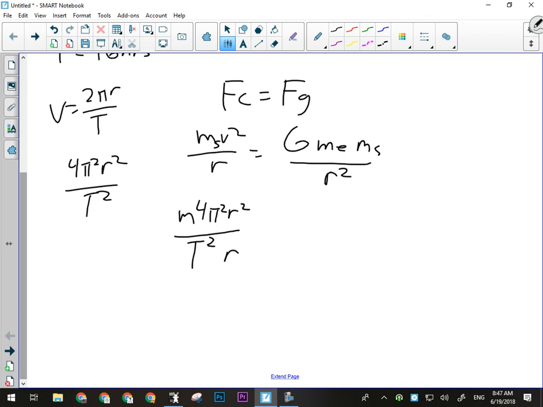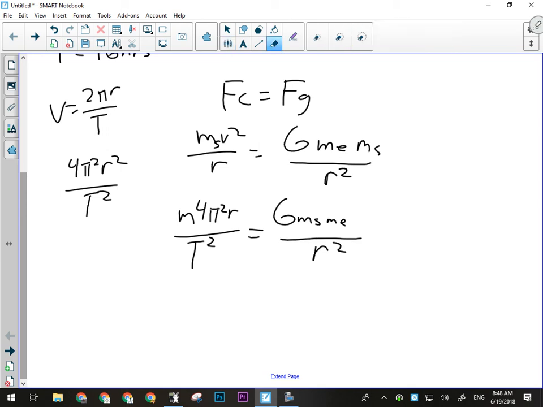So what's going to happen with those r's? They're going to cancel. The one on the bottom is gone, the squared is gone from the top. And that's going to equal, again, G times the mass of the satellite times the mass of the Earth over r squared. Right now I'm going to take the mass of the satellite out of there because I know that it's going to cancel anyway, at least one less thing for me to move around.